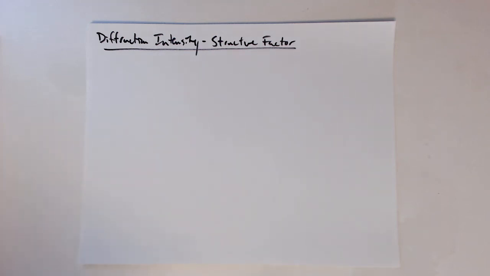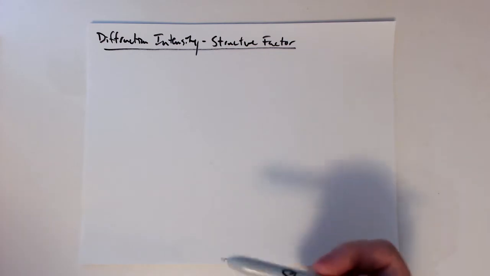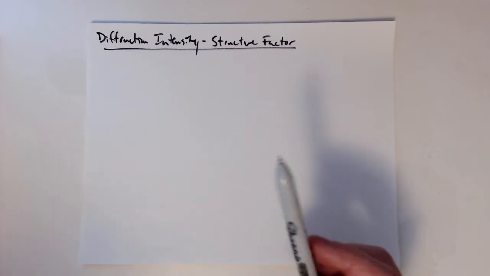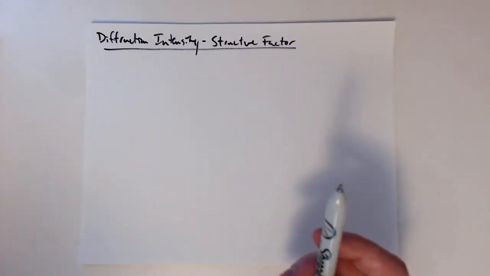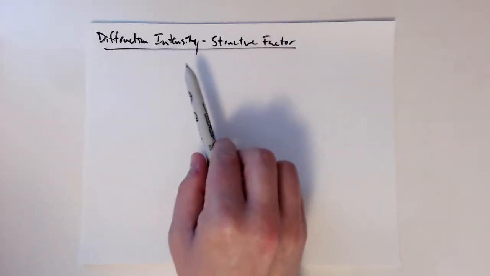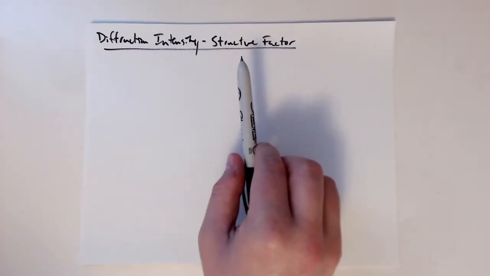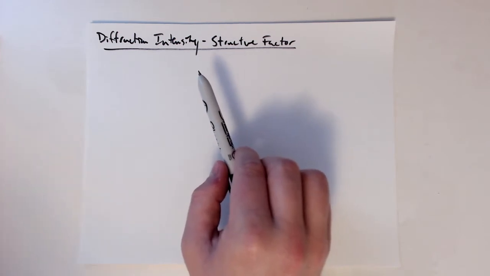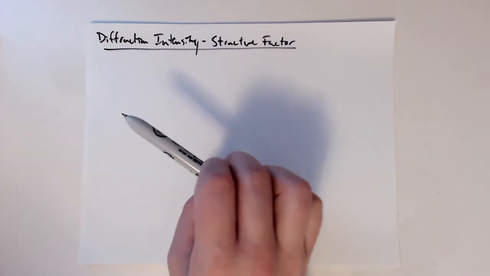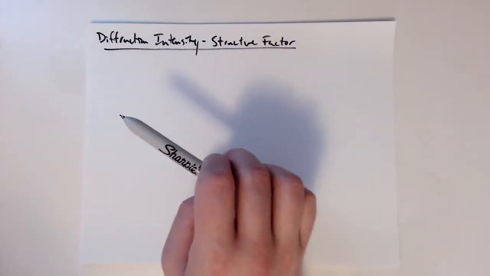All right, now that we've talked about how the scattered intensity is affected by single electrons and by single atoms, we want to now look at what happens when we take those electrons and atoms and put them in a periodic structure like we've talked about in the previous section. And so that's what we do with the structure factor. This is what happens to the diffraction intensity of a peak when the atoms and electrons are part of a structure.